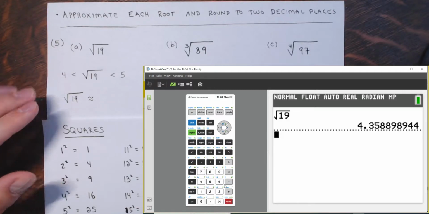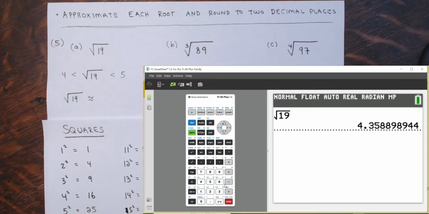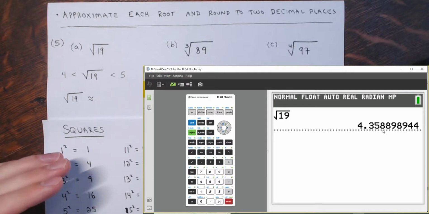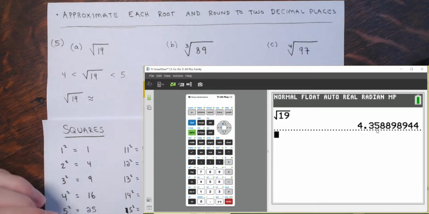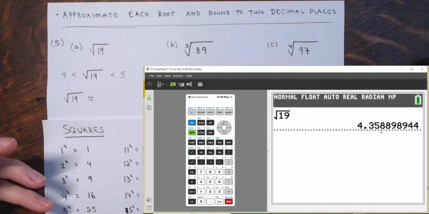And I'm getting 4.358. Now they only want it to 2 decimal places. So they say it's 4.35, and then the one after that, the third decimal place, the 8, is 5 or greater. Remember, if the decimal place is 5 or greater and you're rounding, you bump the place before it up 1. And if it's under 5, you keep it the way it is. All right, so 4.358 would round up to 4.36 if I'm just doing 2 decimal places.